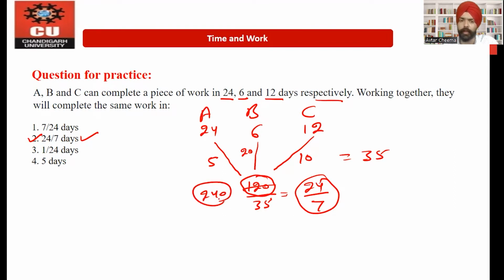It's not going to change the answer. Always remember, you don't even have to write down the LCM always. If you change the value here, instead of 120 you take 240, the answer will be the same. But why are we taking the LCM? Because it will be easy to solve. Like here, we can take 24 also, which is the smallest number. But instead of 24, I'm taking 120, and I'm getting the same right answer. It's not going to affect your answer. Okay. So 24 divided by 7 will be the right answer.